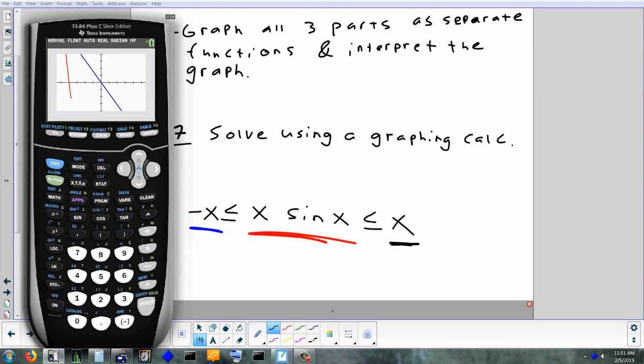So there's one of my lines. There's that x sine x, but it's kind of going off the screen a lot. I can't really see it that well. So what I want to do is zoom out. If you press zoom and then go to 3, it'll zoom out so you can get a better look at it. It's like you're stepping back so you can see. You're zoomed in too close. So zoom 3, hit enter, and now I think you'll be able to see it better.